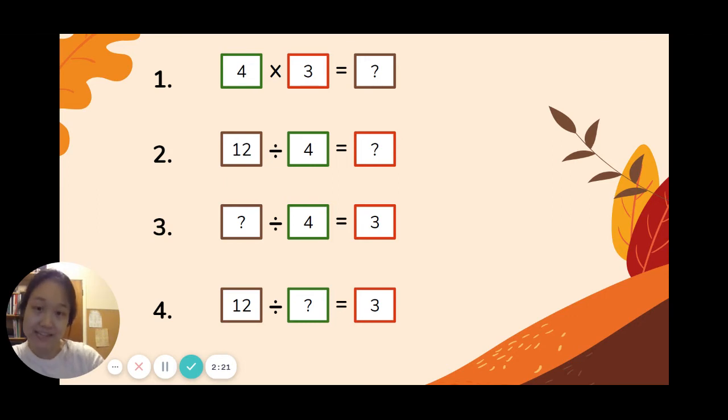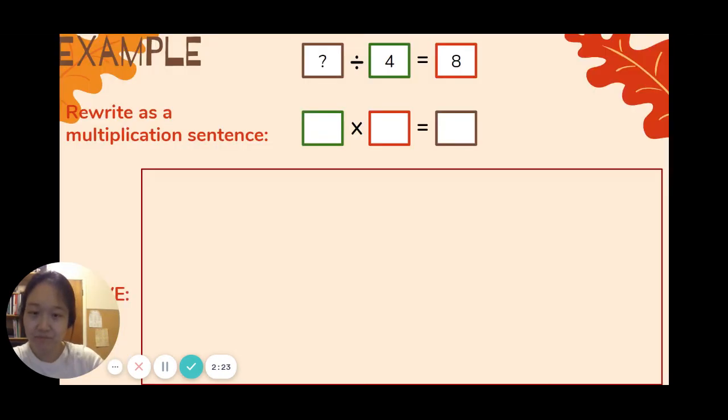Let's look at an example together. Question mark divided by 4 equals 8. My total is missing, and I know that's my total because in a division sentence, it always comes first before the division sign. And then I'm given my other 2 numbers. I'm going to rewrite it as a multiplication sentence to see if it becomes a number sentence that I know how to solve really easily.